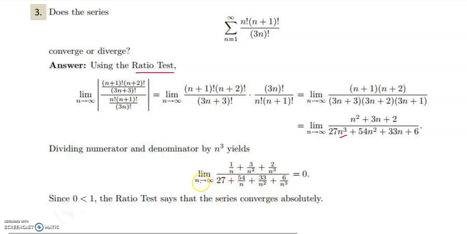Now you apply n tends to infinity in numerator and denominator. So what will happen? This will be 0, 0, 0. Here 27 plus 0, 0, 0. So 0 divided by 27, and 0 divided by any number is 0. So this value is nothing but 0. This is equal to L. So now L is 0, and 0 means less than 1. Less than 1 means by the ratio test, I can conclude that the series converges absolutely.